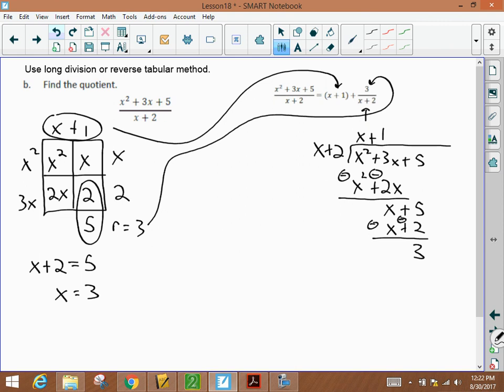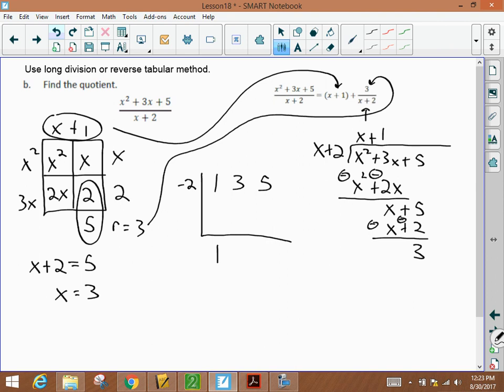So lastly, let's do this synthetic. And why? Because we can. I'm going to do synthetic whenever I can, because it's better. It's quicker. It's more efficient. It's easier once you get the hang of it. All right, so here we go. I've started it out. I got my -2 there. That 1 is taking the place of my coefficient of x squared. That 3 is taking the place of my coefficient of x. And the 5 is my constant, or my coefficient of x to the 0 power.